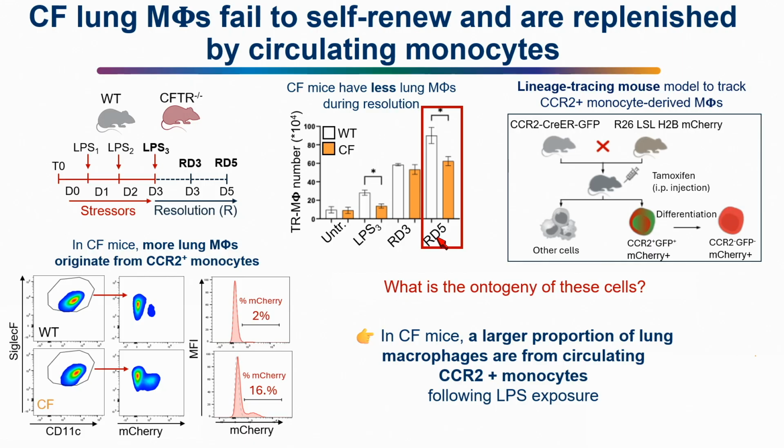If we look at those cells in wild type and CF animals at 5 days of recovery, what you can see here is that those tissue-resident macrophages, while in wild type are mostly not deriving from the mCherry population, in CF we have 16% of the cells that are deriving from the monocytes. So definitely now we have a tool in which we can study why this conversion is happening and what the drivers are, understanding that the mouse model does not fully recapitulate the pathology of CF.